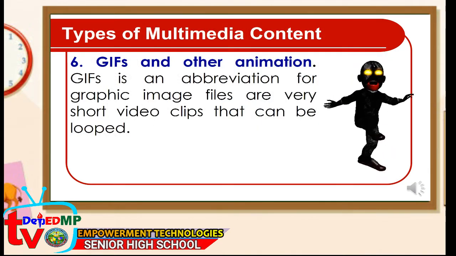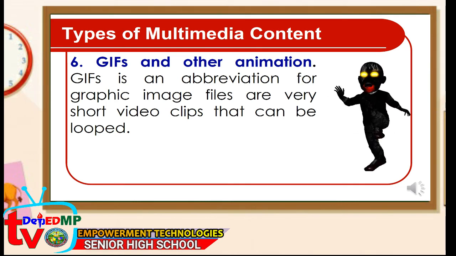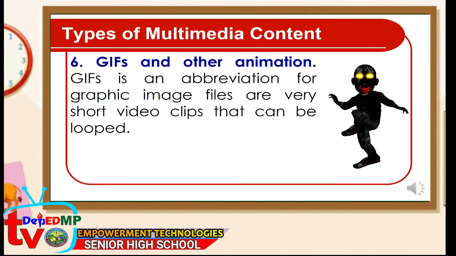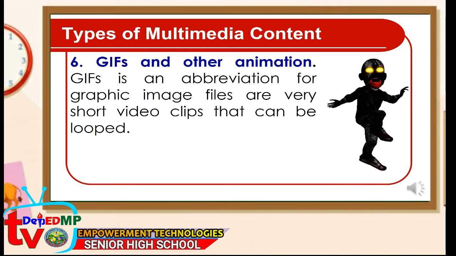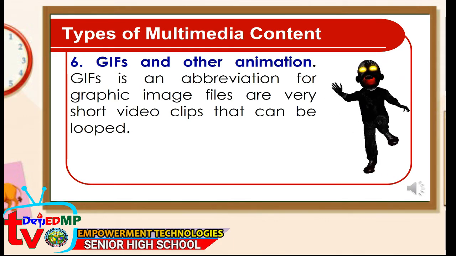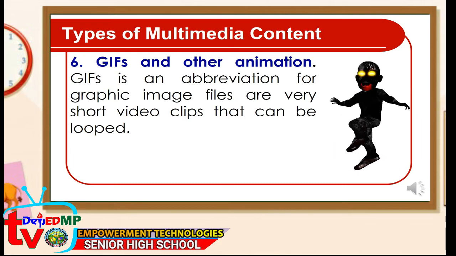Images of various art forms can be used, including paintings, drawings, sculptures, and cartoons. The last type of multimedia content are GIFs and other animation. GIF is an abbreviation of graphic image files, which are very short video clips that can be looped. These clips can feature everything from videos and drawings to cartoon animations.